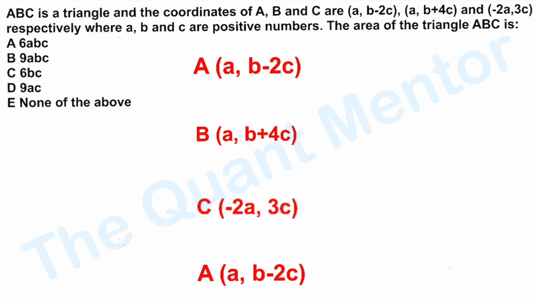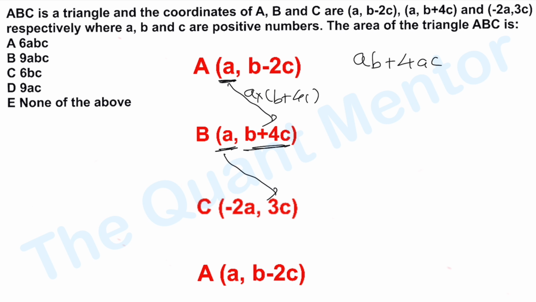Alright, and after this, you have to follow a simple procedure. Pay attention, guys. You have to multiply the x coordinate here with the y coordinate here. So a into b plus 4c is what we will do. A into b plus 4c. When you multiply, you get ab plus 4ac. I'll write it here. ab plus 4ac. Same thing, the x coordinate here we multiply by the y coordinate here. a into 3c is basically 3ac, we add it here, 3ac.